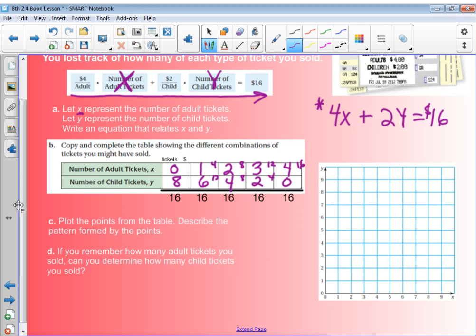Okay, so now what we're going to do is we're going to go through and we're going to plot the points from the table, and then we're going to explain the pattern that we see. So let's see. Our X's right here were our adult tickets. So we're going to label our little graph here. These are our adults.